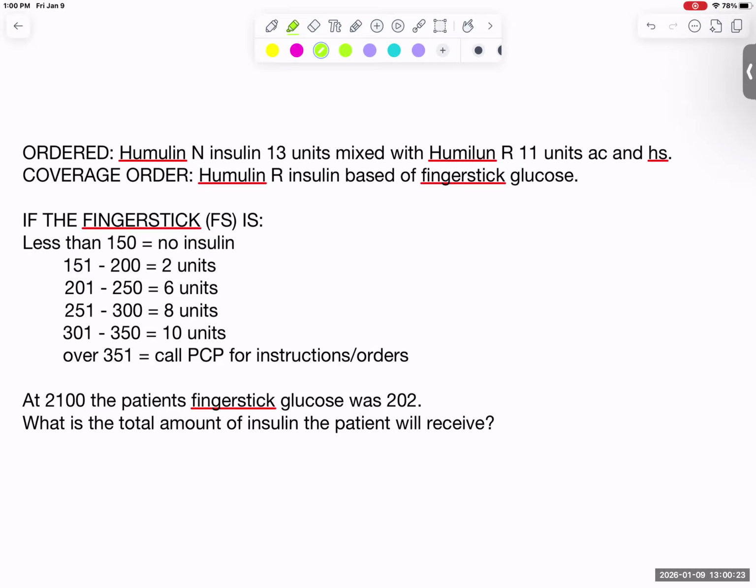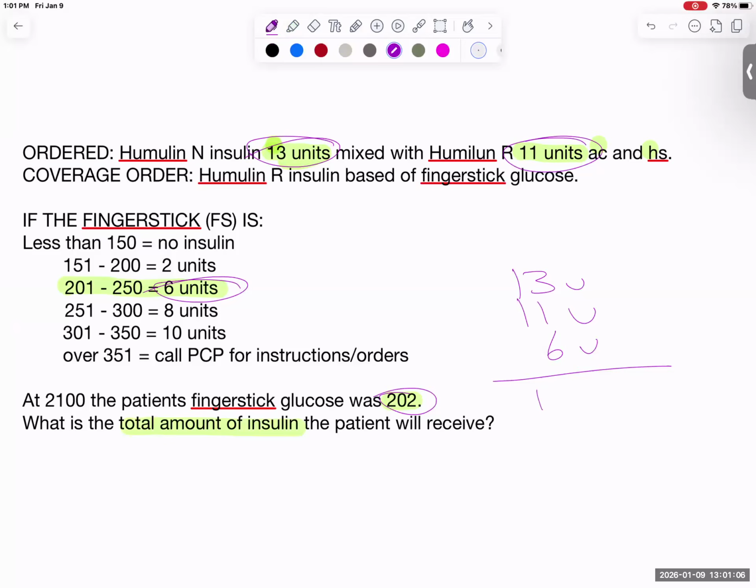So this is a typical kind of order for insulin. So the patient needs to receive Humulin N 13 units mixed with Humulin R 11 units before meals and at bedtime. In addition, they need to have coverage. So you do their finger stick and it was 202. 202 falls right here. What is the total amount of insulin the patient will receive? 30. Got it now? They're going to get 13 units, 11 units, and because their sugar was 202, they're going to get an additional 6.